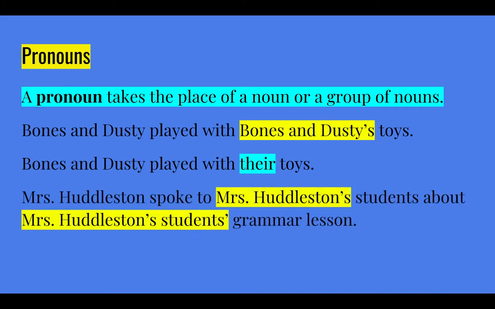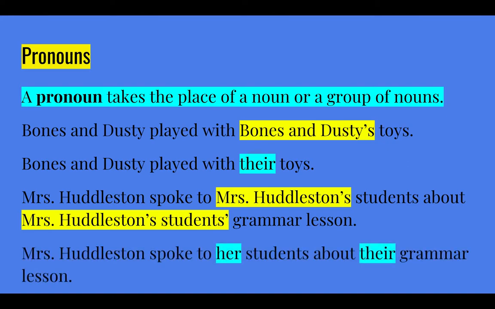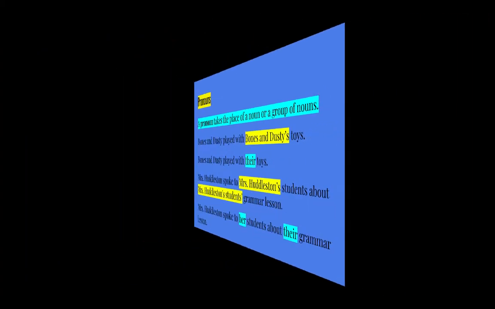We have another example here. Mrs. Huddleston spoke to Mrs. Huddleston's students about Mrs. Huddleston's students' grammar lesson. That is just so ridiculous that it keeps repeating. So instead of repeating and repeating, we're going to replace those yellow phrases with some pronouns. Mrs. Huddleston spoke to her students about their grammar lesson. See, that makes a lot more sense and it doesn't sound quite as silly.